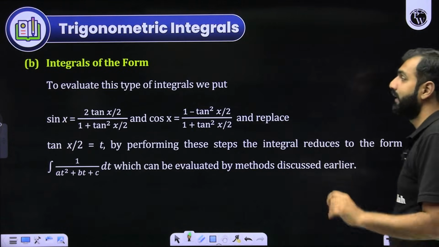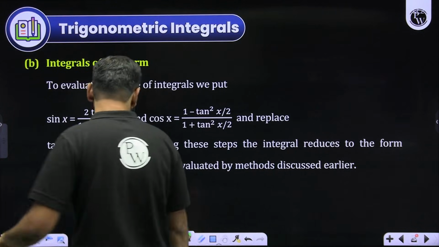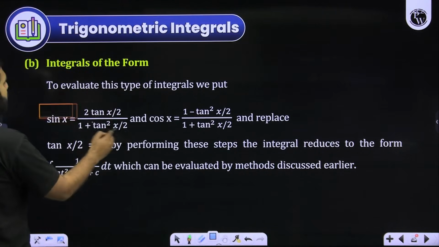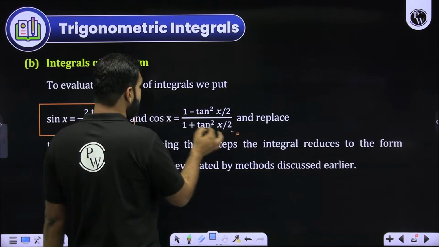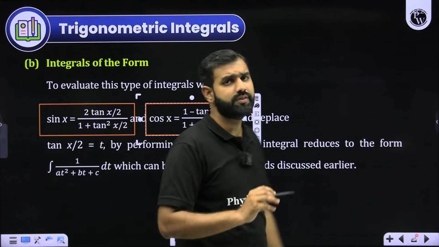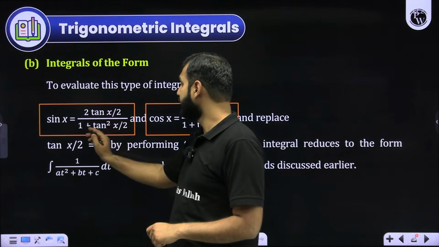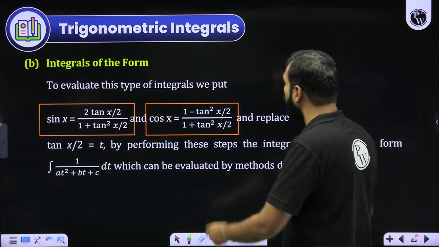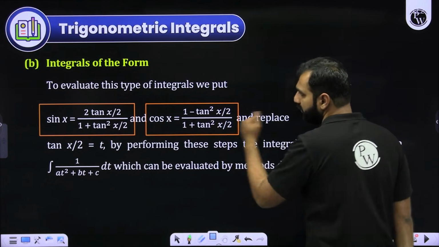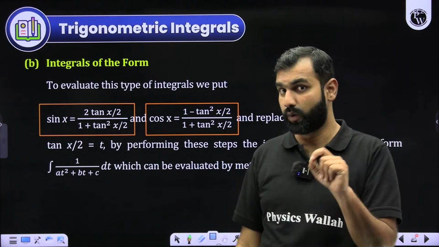In that case, remember that we had discussed a formula for sin 2 theta and cos 2 theta in terms of tan theta. What was that? Let me make you remember that. Sin 2 theta was 2 tan theta upon 1 plus tan square theta. And cos 2 theta was 1 minus tan square theta upon 1 plus tan square theta. That's exactly what we are going to use.